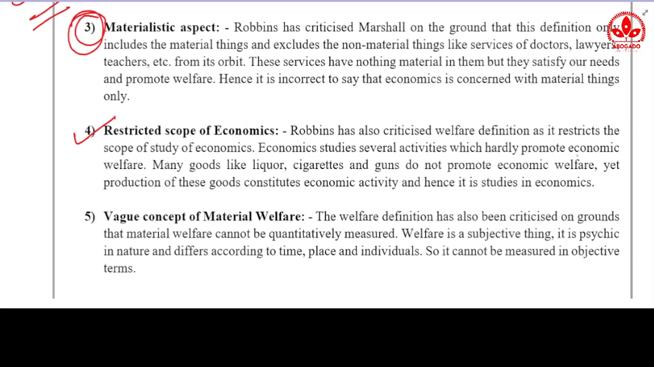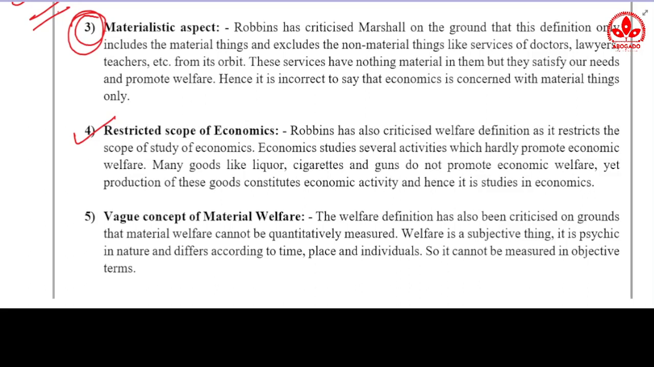I'm sorry, I was wrong over here. This restricted scope of economics talks about the fact that the scope of economics, or what economics is, is not fully covered under the welfare definition. The welfare definition concerns economic welfare, meaning that by using material things we will do the economic welfare of the people, but there are certain economic things which do not do the welfare of human beings.